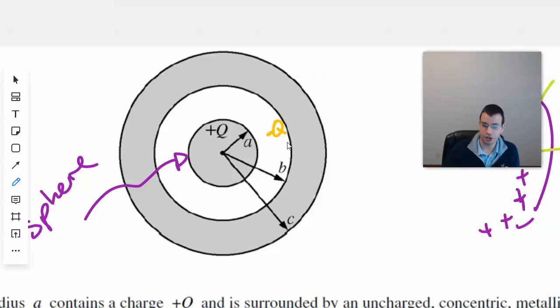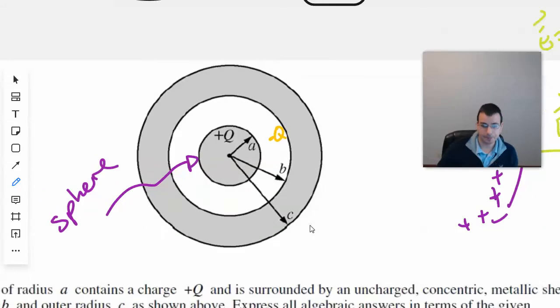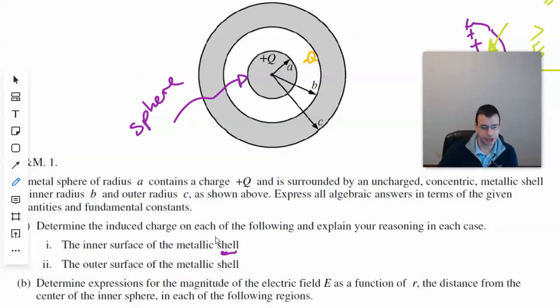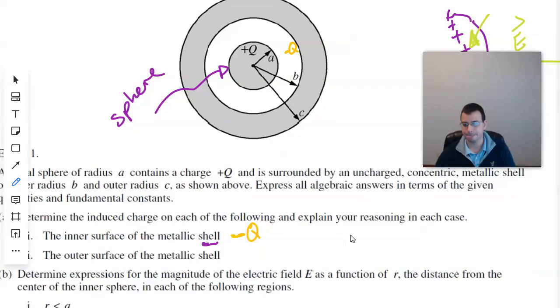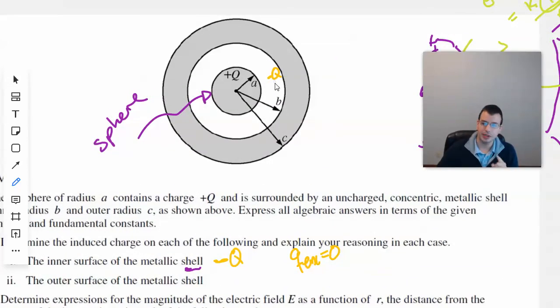So the charges on the inside of the shell are going to be negative Q. Now, let's see. Determine the induced charge on each of the following. Explain your reasoning of the case. So, negative Q. And the way you could explain this would be Gauss's law. We'll explain that later. I just want to get the right answer here. Basically, Q enclosed equals 0.